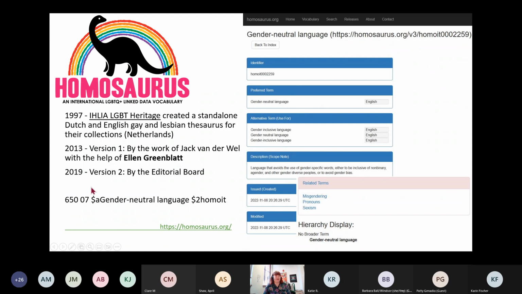And the way that it appears in the catalog, if you were to use it, you would have that second indicator as a 7. And then in subfield 2, homoit is the code that you would put in to point to that. And here's kind of what it looks like on their website when you're looking for a term. So this is gender neutral language as the term. It has a code as well. And this is being currently worked on. It gives you related terms. It gives you a scope note and description and some alternates, where you would replace these with this term. Yeah, so that's one example.